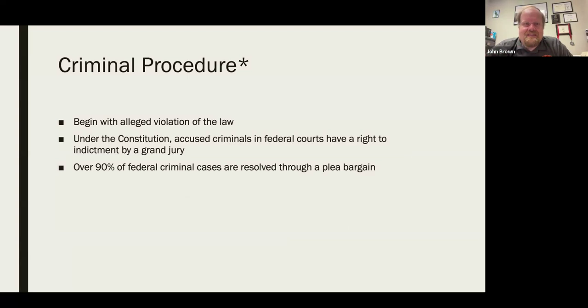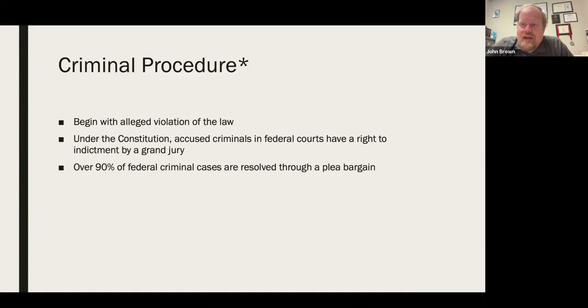The other type of case is criminal cases, criminal procedure, which begin with an alleged violation of the law. Under the Constitution, accused criminals in federal courts have the right to an indictment by a grand jury. The discovery and deposition phase happens here in criminal cases as well. Ultimately, over 90% of federal criminal cases are resolved through a plea bargain.